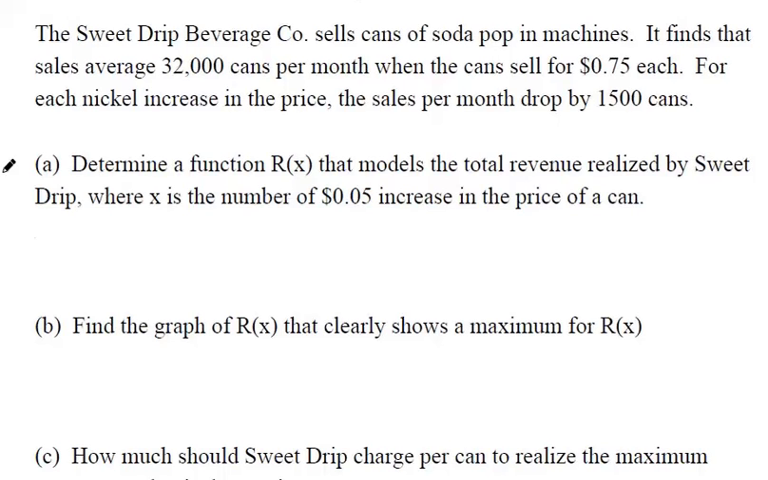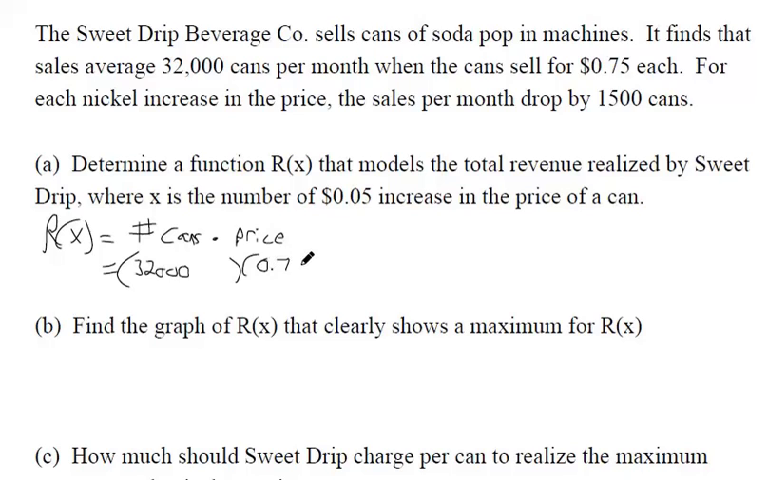Okay, so what you want to construct is a revenue function, and the revenue is going to be the number of cans sold times the price, right? Right now, it's 32,000 cans, and it's 75 cents for the price. You multiply those, and that calculates your revenue. But this can fluctuate. If we increase the price by a nickel, so 0.05, then we will lose 1,500 sales of cans.